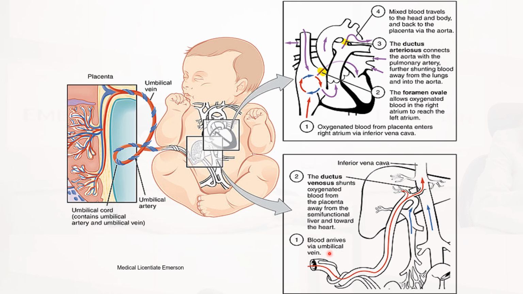Blood arrives via the umbilical veins. The foramen ovale allows oxygenated blood in the right atrium to reach the left atrium. Then the ductus arteriosus connects the aorta with the pulmonary artery, further shunting blood away from the lungs and into the aorta. Then mixed blood travels to the head and body and back to the placenta via the aorta.